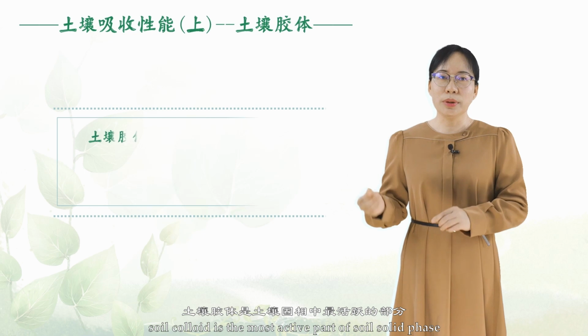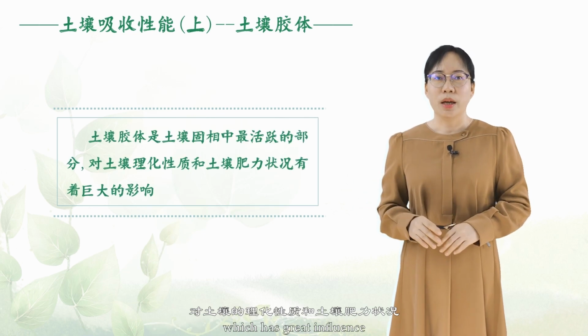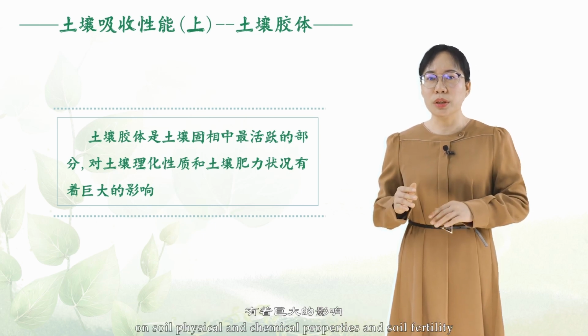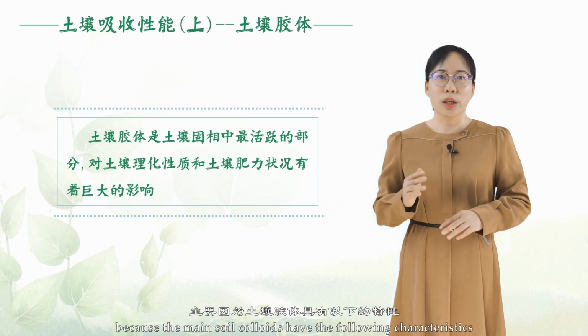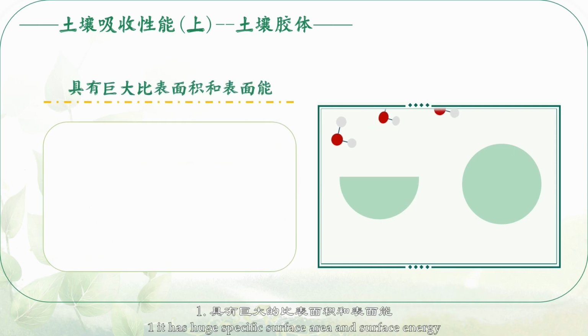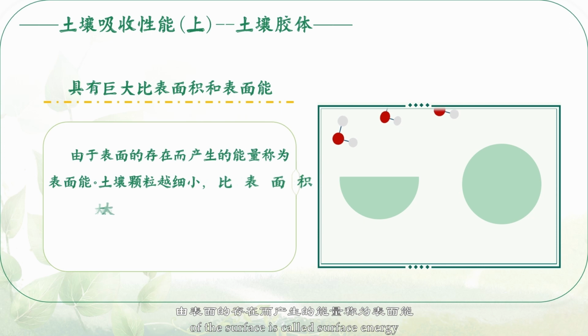Soil colloid is the most active part of soil solid phase, which has great influence on soil physical and chemical properties and soil fertility because the main soil colloids have the following characteristics. 1. It has huge specific surface area and surface energy. The energy generated by the existence of the surface is called surface energy.